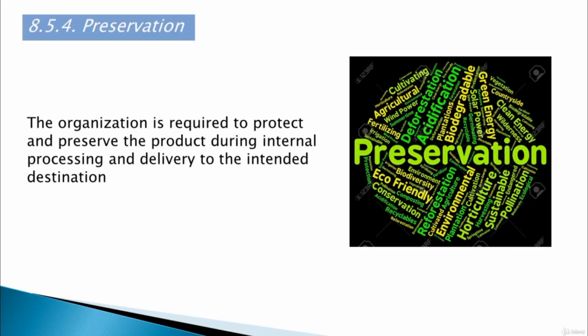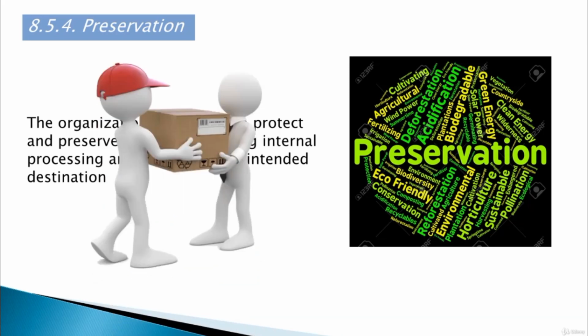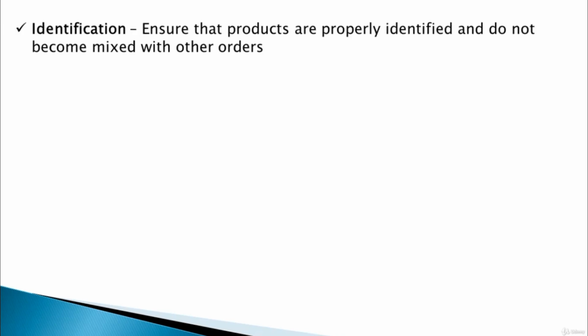In this part, we're talking about preservation. Basically, the organization is required to protect and preserve the product during internal processing and delivery to the intended destination. Basically, the organization needs to ensure that the supply of services are protected. For example, ensuring that products delivered to site are not damaged and are delivered when maybe an engineer is on site to receive the product. Now, this will happen on a few steps.